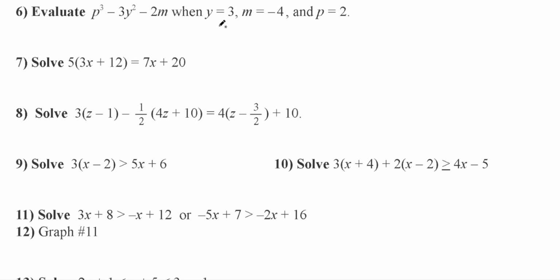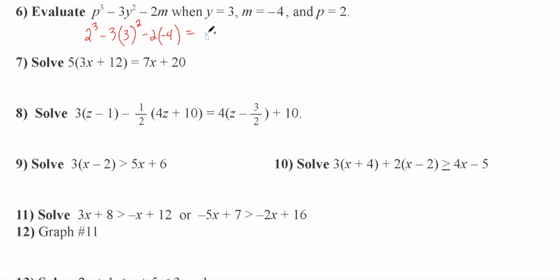Here we go. P to the third. So you look right here. You've done this kind of stuff even lately, right? When you plug stuff in. Remember we did that f of x, y, plug stuff in. It's basically the same kind of thing. So p cubed, which is what? 2 cubed minus 3 times y squared. So put that in parentheses and square it. Minus 2 times m. m is -4. It's easy, just basic substitution.